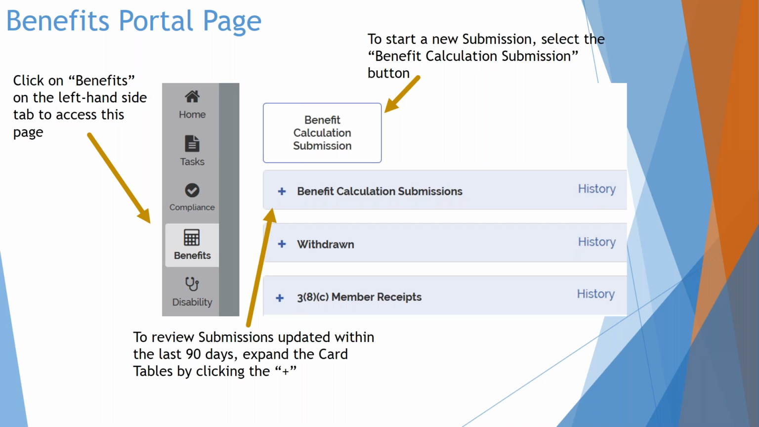So come November 16th, you'll see a new tab on the left-hand side called Benefits. It'll have a little calculator-like icon, and selecting it will open up this new portal page for you. At the top, you'll see a new button to help you create a new submission called Benefit Calculation Submission. And below it, you'll see 3 new card tables that can be expanded to show recently updated submissions within the last 90 days.